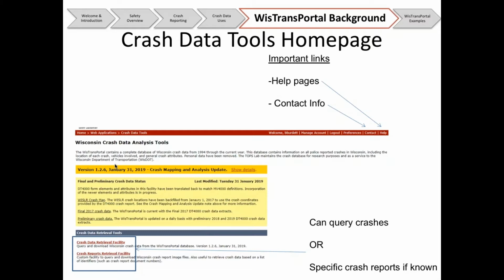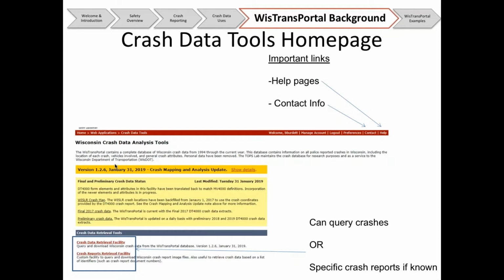This is where you can query and download Wisconsin crash data from the database. You can also see information about the version and when that version came out. There's also the crash reports retrieval facility. So once you've done the data retrieval facility, you know what reports you're interested in, you can click on that and be able to just download the reports that you're interested in.